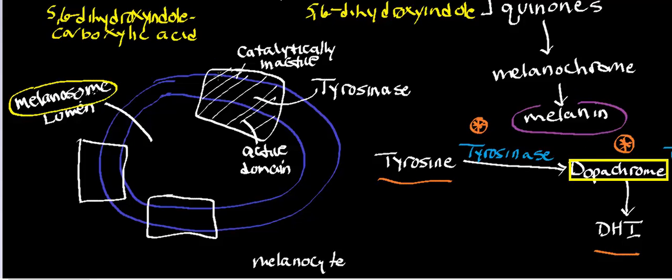So if we're making eumelanin, that's made in a eumelanosome. If we're making pheomelanin, it's made in a pheomelanosome. And these melanosomes are inside the melanocyte. And inside here, this is the melanosome lumen.